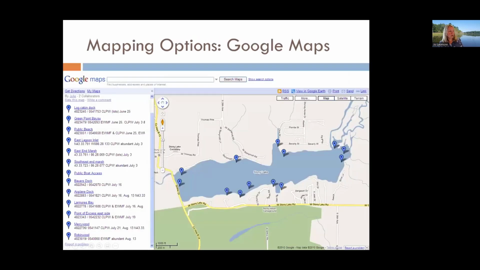You can also use Google Maps if you're handy with that. One of our volunteers on Stony Lake in Oceana County does a good job using Google Maps, where they put pins at every location that they have surveyed, and then they make a legend that shows what they found. It's got a description of each location, not using people's names, which is really great. It says like log cabin dock and public beach and airplane dock. And then it says CLPW. They found curly leaf pondweed there on July 16th and August 13th.